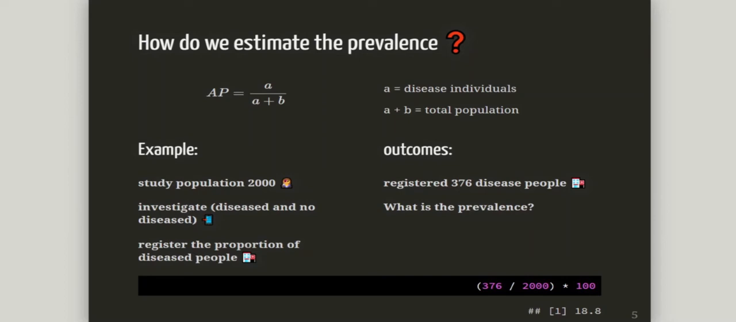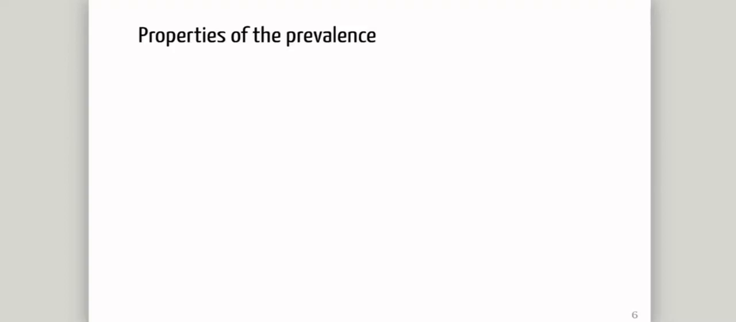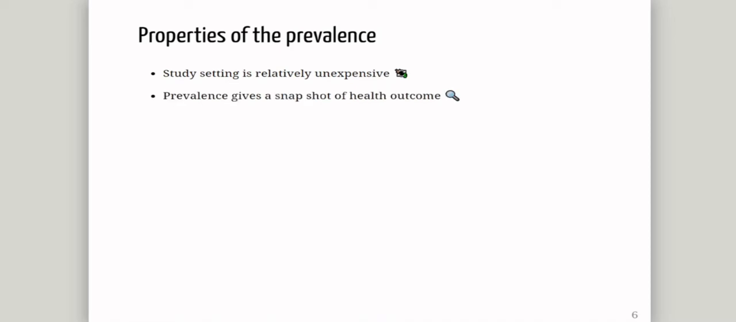What are some characteristics of the prevalence? Well, the study to obtain the prevalence is relatively inexpensive. As I mentioned, it can be considered a survey, and it gives you a quick way of determining the situation in a population. What is the health status in a certain population? When you don't have any previous information, it's quite useful.